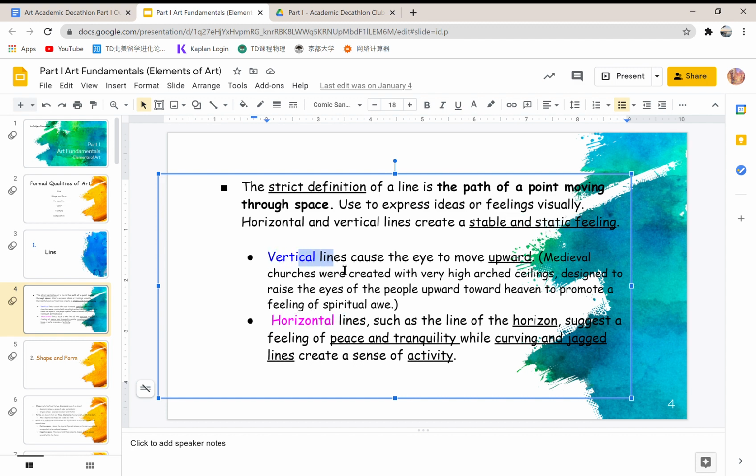So vertical lines cause the eyes to move upward, like medieval churches were created with very high arch ceilings, designed to raise the eyes of the people upward toward heaven to promote a feeling of spiritual awe. And then we have horizontal lines, such as the lines of the horizon, suggest a feeling of peace and tranquility, while curving and jagged lines create a sense of activity.